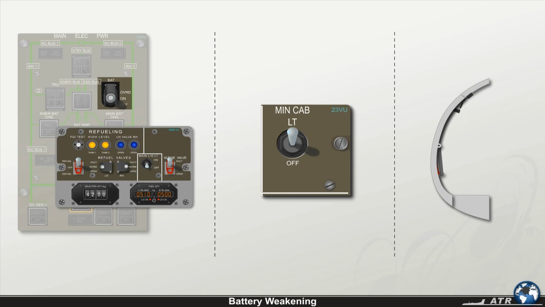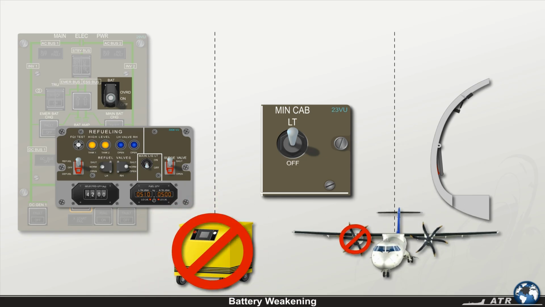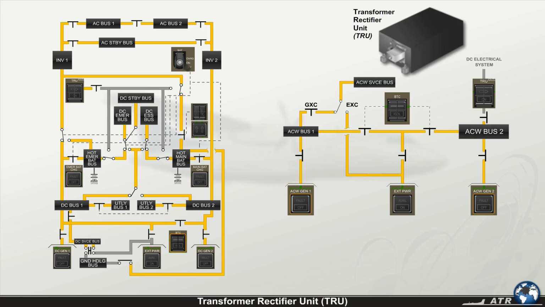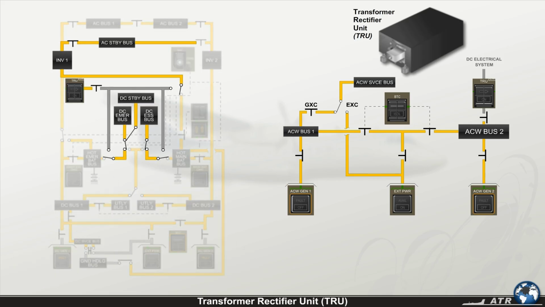If during ground operations, ground external power supply is not available and hotel mode is not used, a single TRU, powered by the AC Wild Bus 2, is installed to conserve the batteries in case both DC generators fail. In this emergency situation, the AC Wild electrical system through the TRU ensures that the DC emergency bus, DC essential bus, DC standby bus, and the AC standby buses remain energized without any time limit.